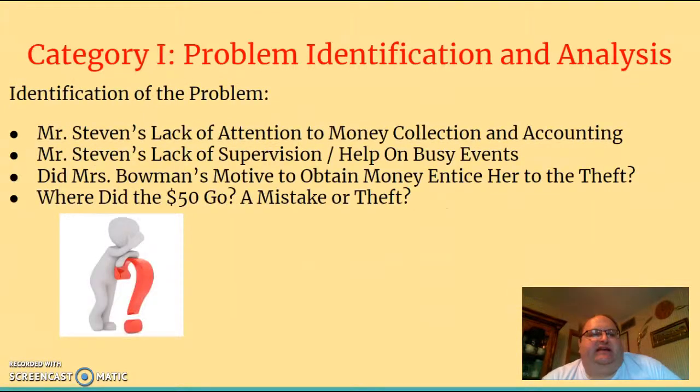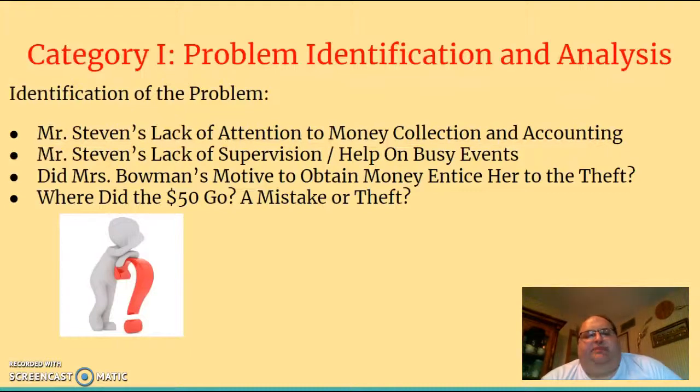So Luke's still looking at category 1 when I identify the problem. I believe it's a combination of things. There's several different layers to this. Mr. Stevens' lack of attention to money collection and accounting because he is swamped by supervision duties. His lack of supervision or help in regards to the lack of supervision on busy events.